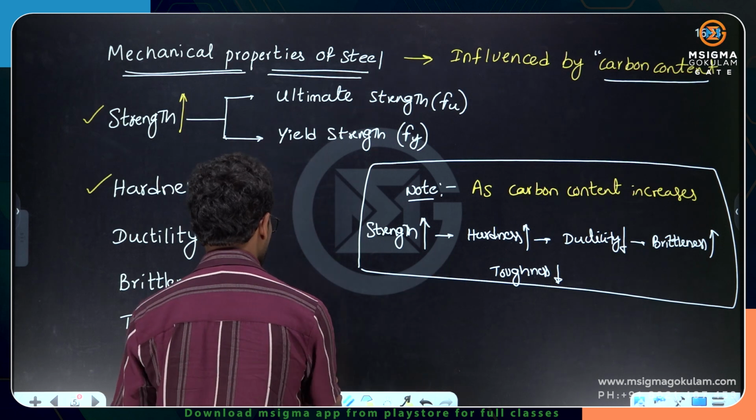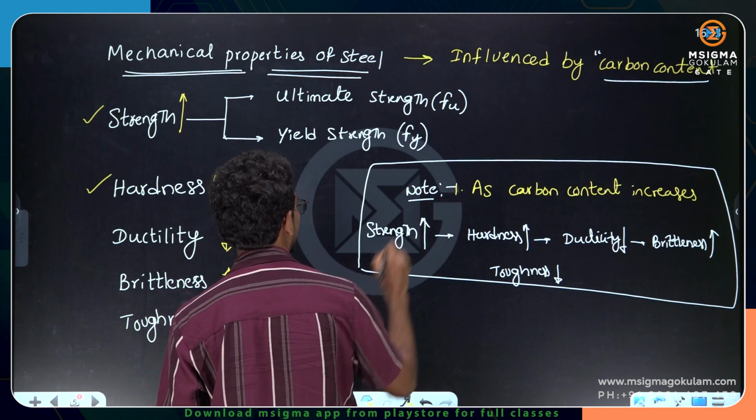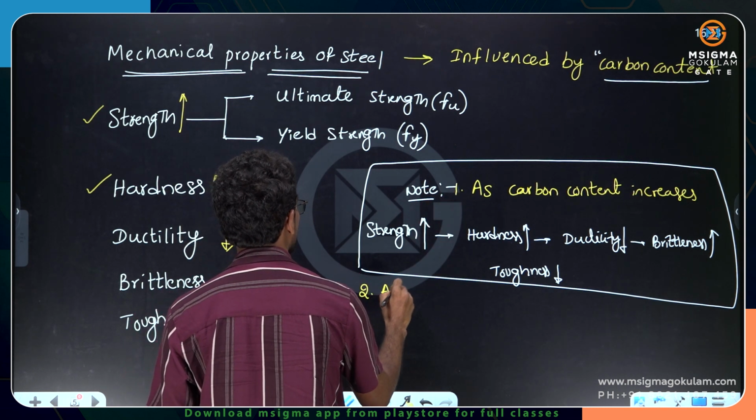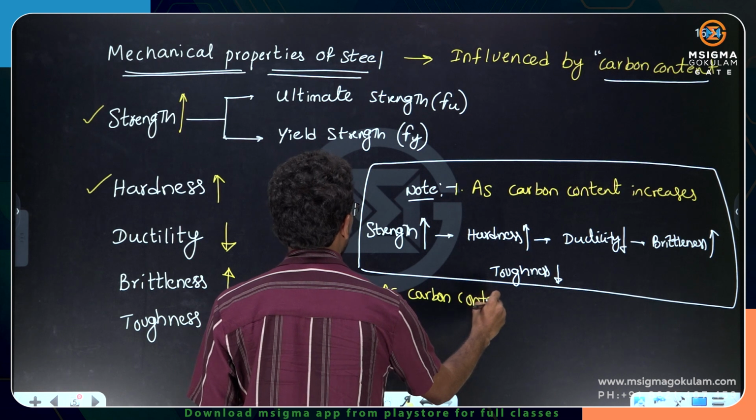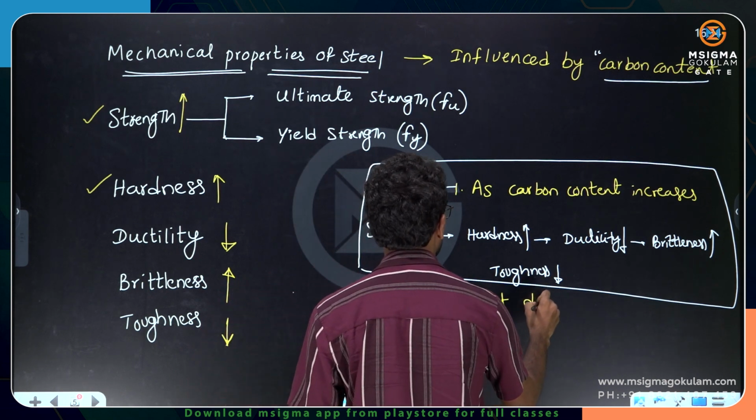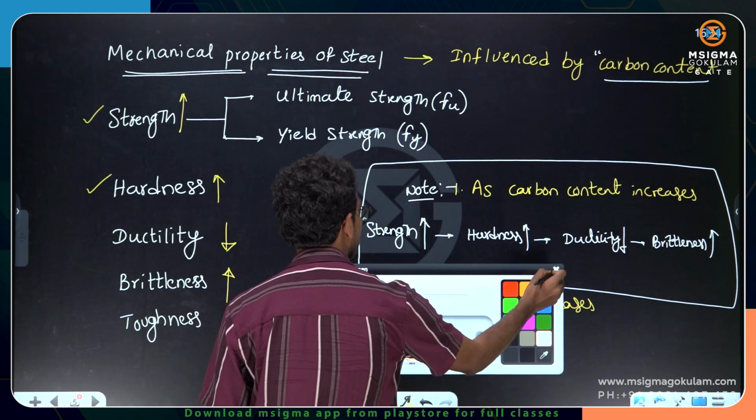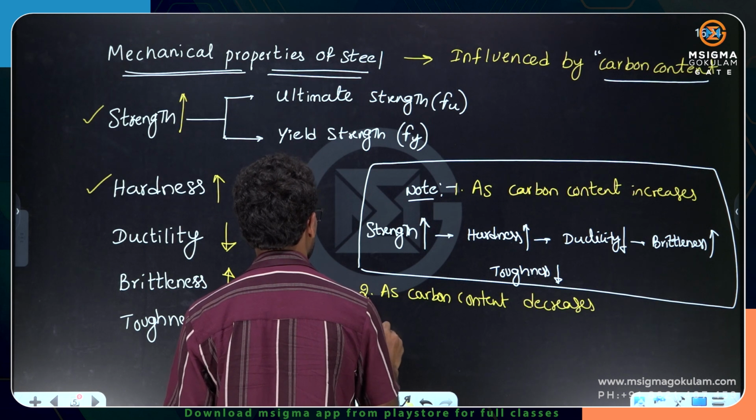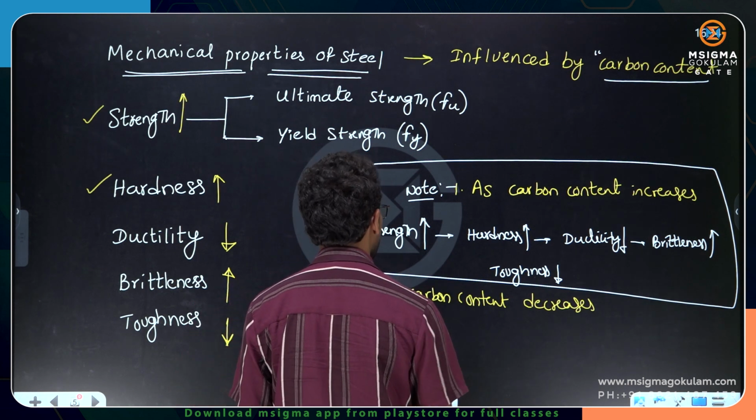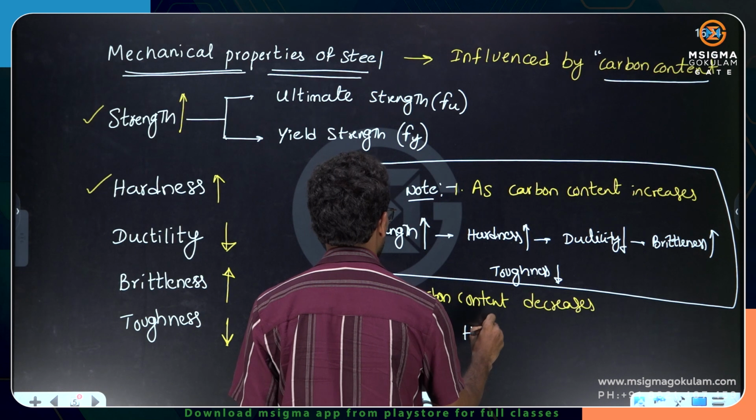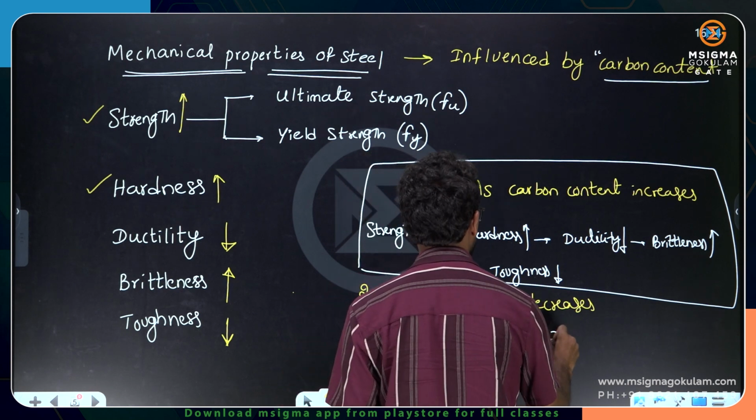In the reverse way, as the carbon content decreases, what happens? So this is the second note; the first note I have given. The second note is that as carbon content decreases, it is exactly opposite to that. As carbon content decreases, the strength is going to decrease, exactly the reverse effect. Whatever effects we have for the increased case, it will be exactly opposite. As carbon decreases, strength decreases, hardness also decreases, and ductility increases.